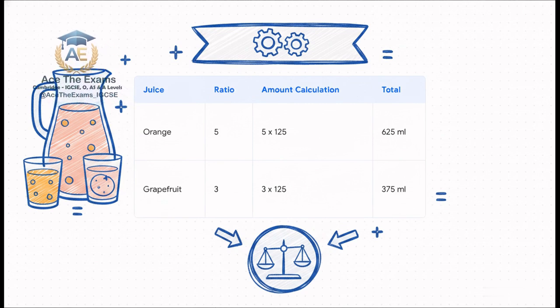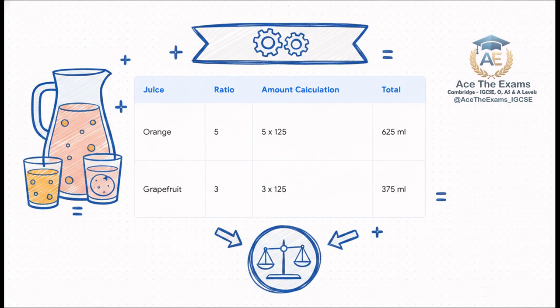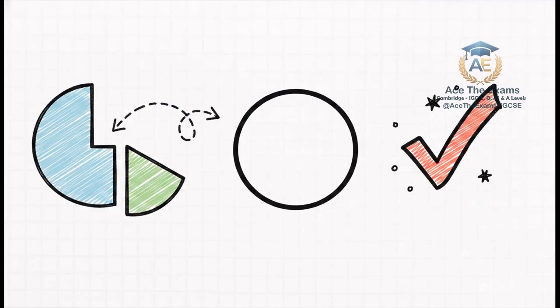Step 3, orange juice needs 5 shares, so 5 times 125 is 625 milliliters. Grapefruit gets 3 shares, so 3 times 125 is 375 milliliters. Boom, full marks. Now for challenge 2, find the flaw.